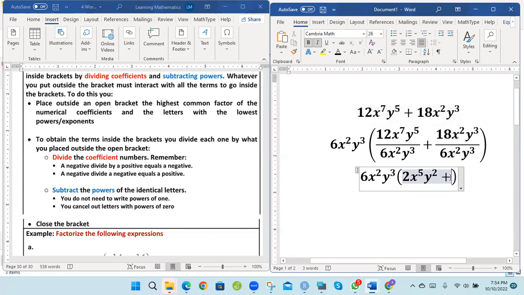Let's do the other one. 18 divided by 6 is 3. 6 3s are 18. 2 minus 2 is 0. x to the 0. Let's write it. y to the 0. 3 minus 3 is 0. Any quantity raised to the power of 0 is 1. And here it is. You cancel out letters with powers of 0.